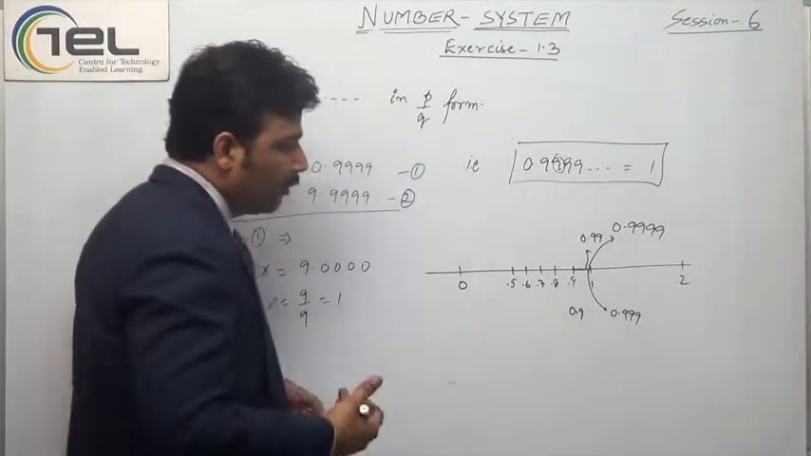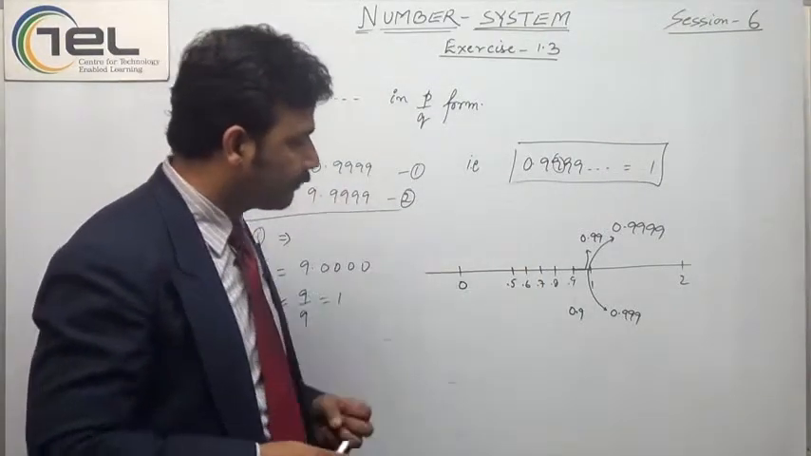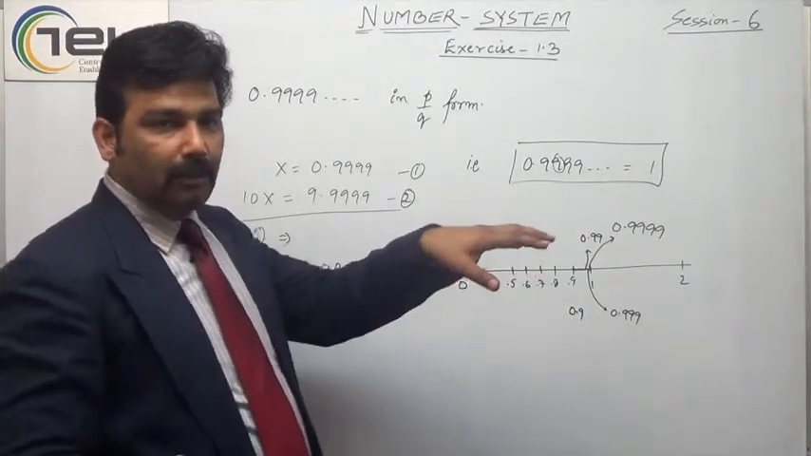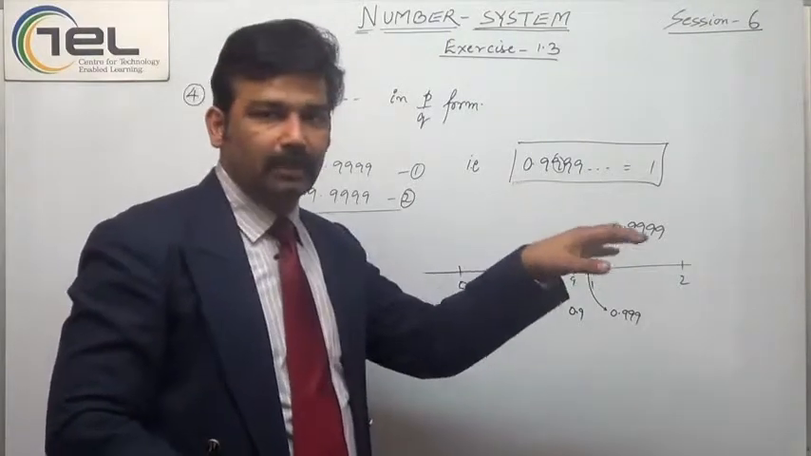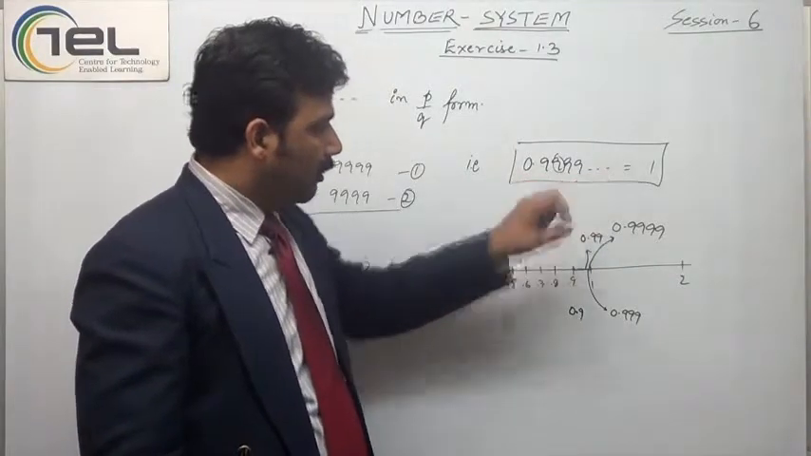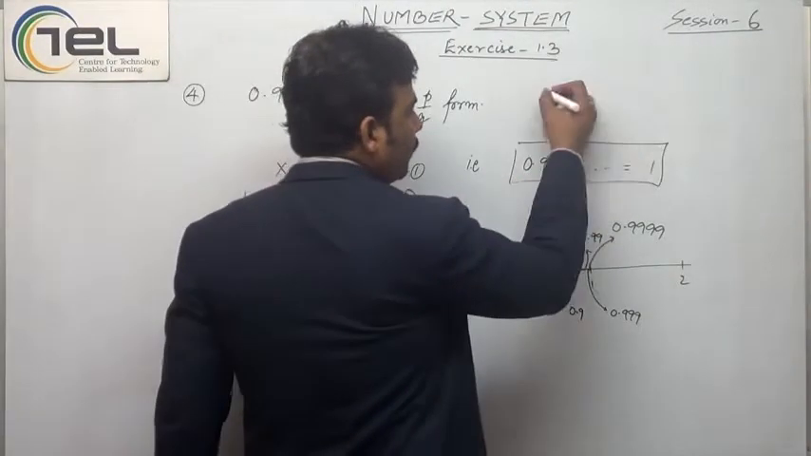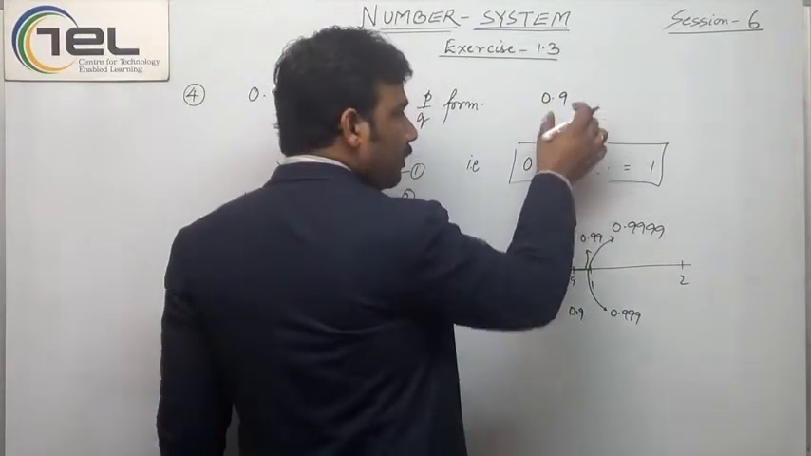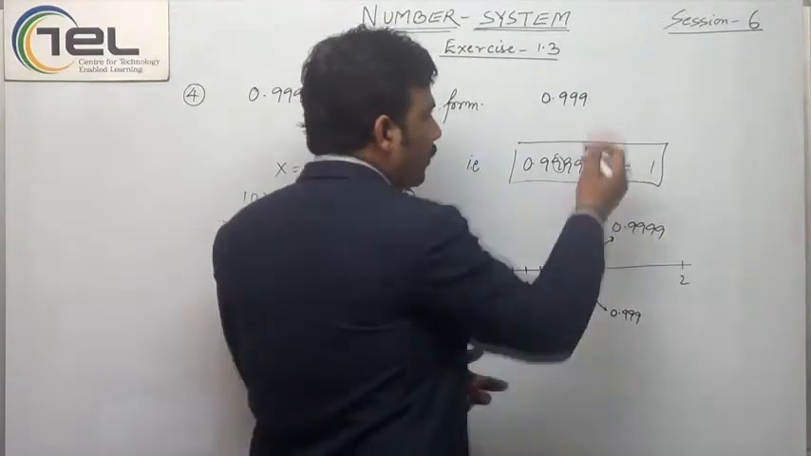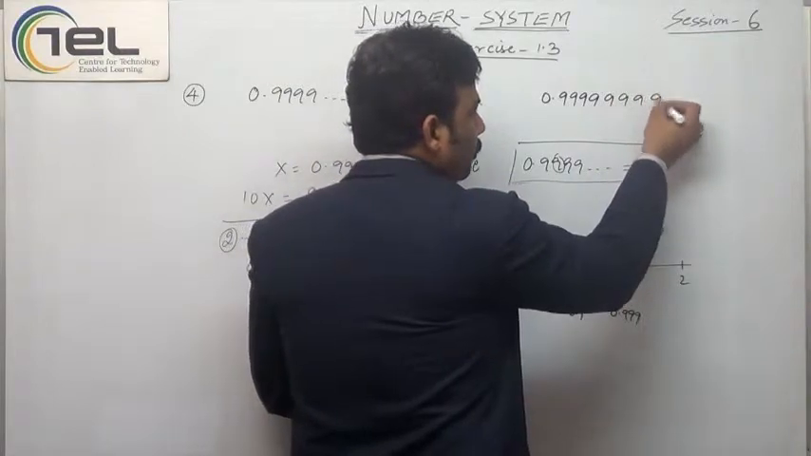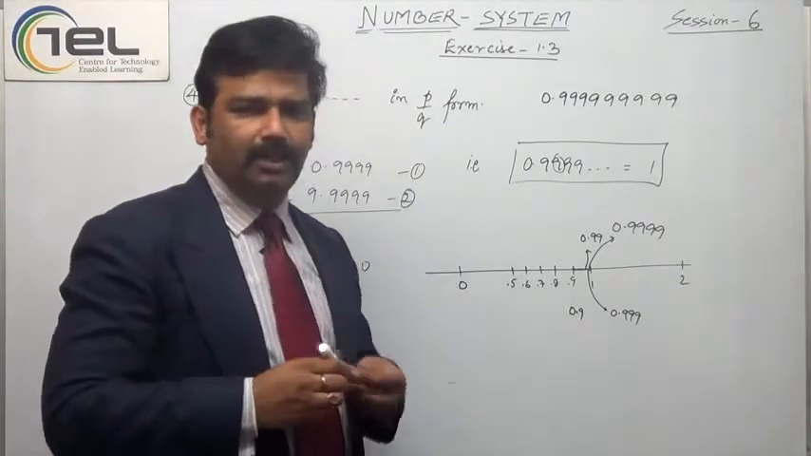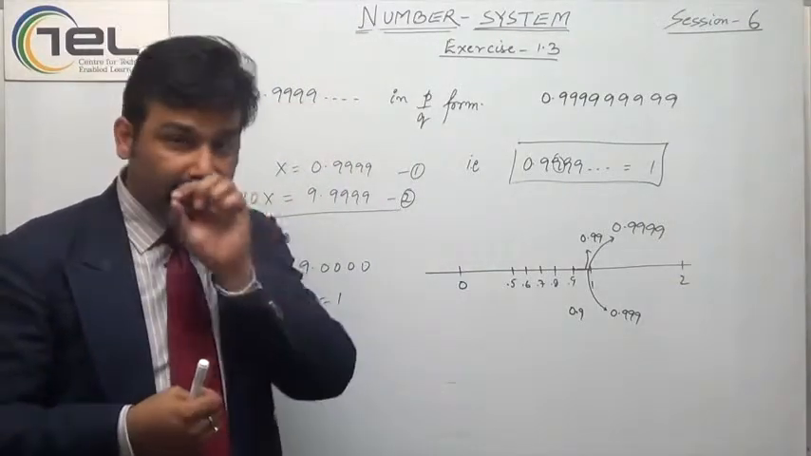0.9999, and so on. What I'm doing here is going closer and closer to 1. I'm not touching 1. Whenever I write 0.9, this is 0.9. But if I write 0.99, this is closer to 1. If I put more 9s, it gets closer and closer. And if I have infinitely many 9s, it comes very, very close to 1. But still it is not equal to 1.